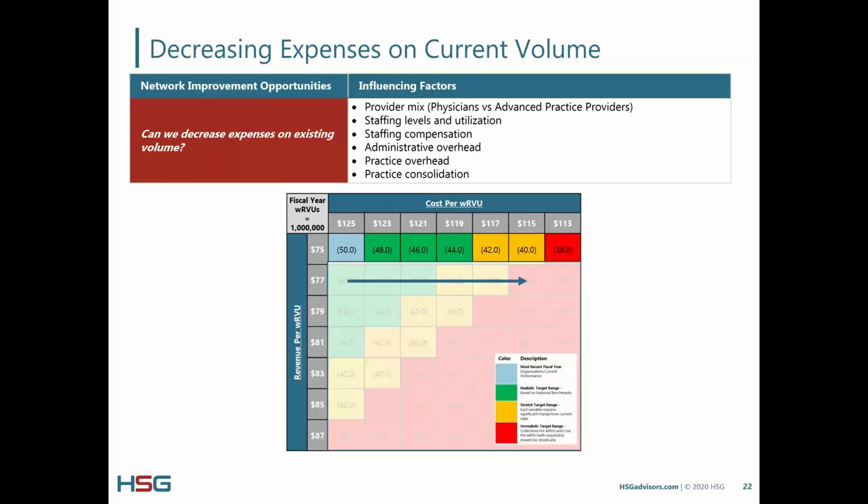And if we can move from that 125 to 119, that's $6 million a year. That's real money. But we have to have a comprehensive focus. We can't cut our way up. We can't just cut staff. We can't just consolidate practices and say we're going to get there.